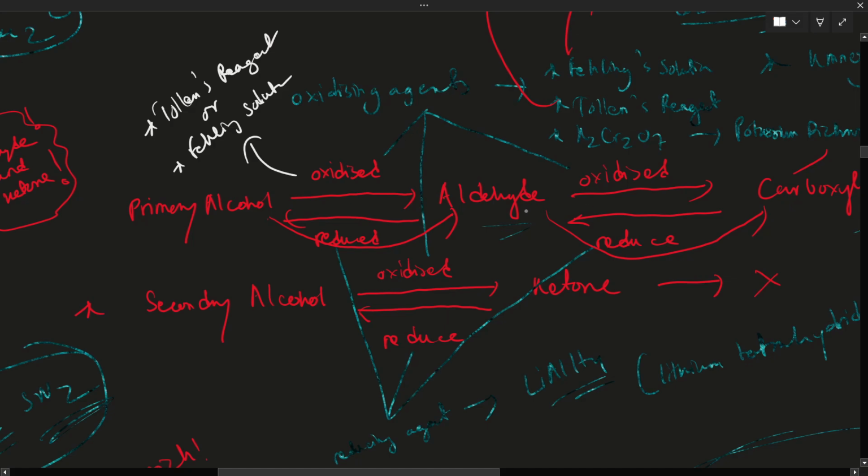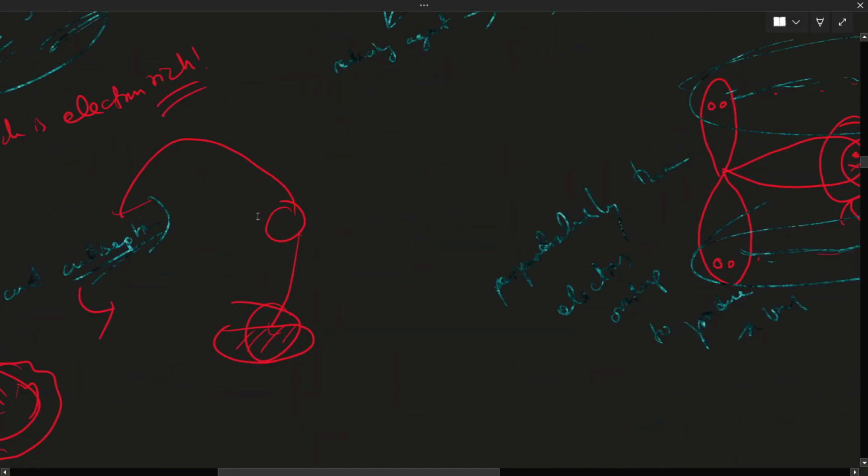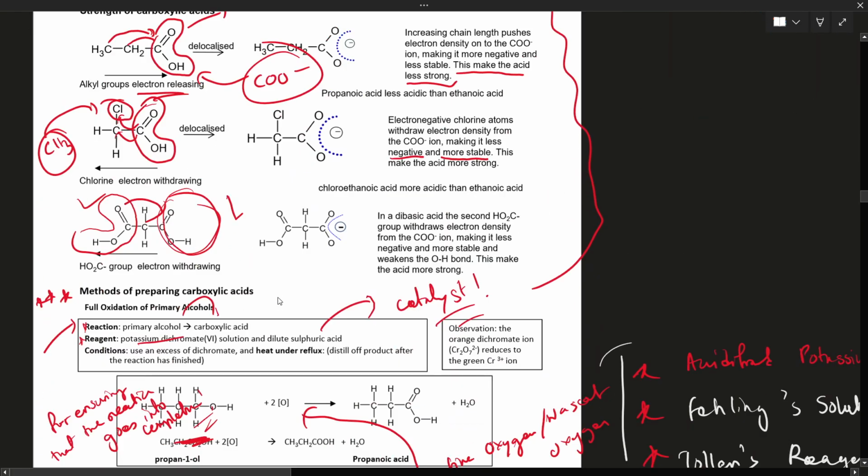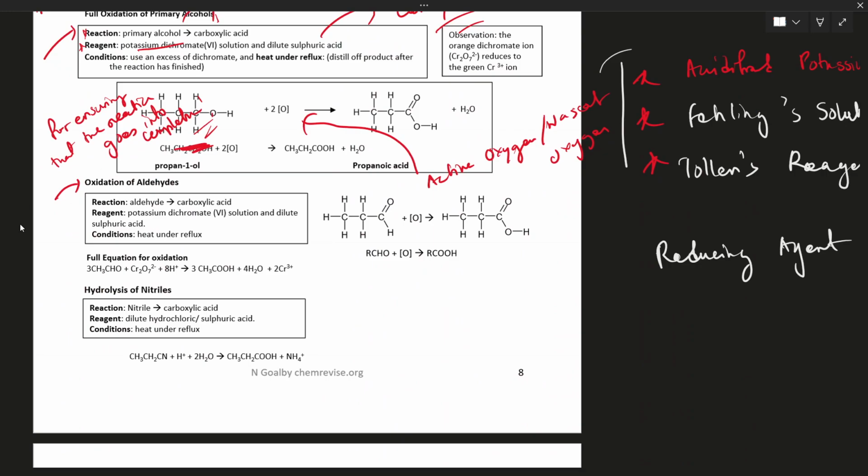But if you want to get aldehyde first, then you can use either of these two relatively weaker oxidizing agents. This will produce aldehyde. After you produce aldehyde, as they have shown here, you can also go from aldehyde to carboxylic acid. After you have used Tollens' reagent, you can use another oxidizing agent, for example potassium dichromate(VI), or any other oxidizing agent, in order to go from aldehyde to carboxylic acid.